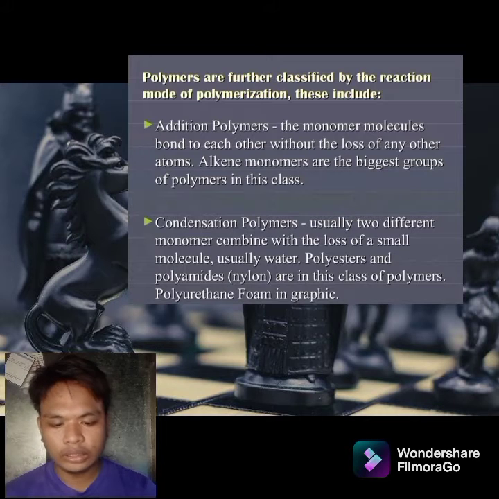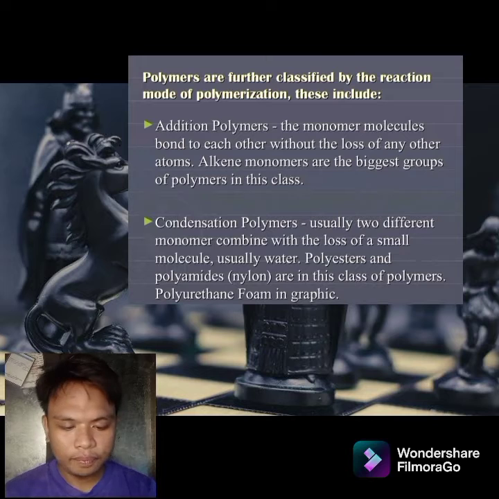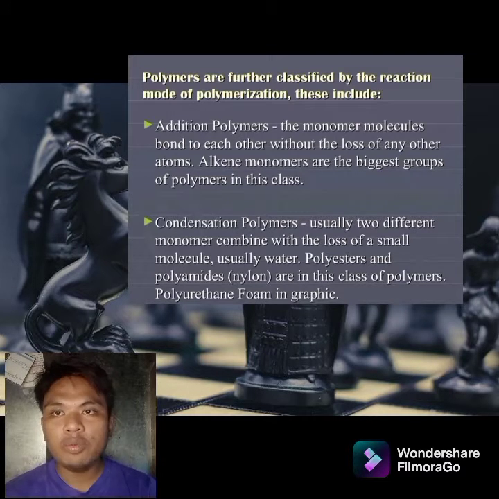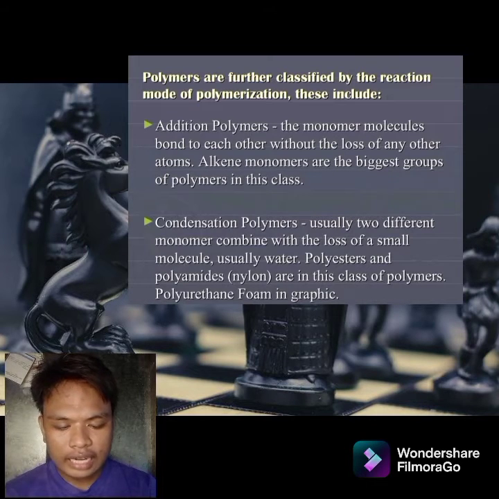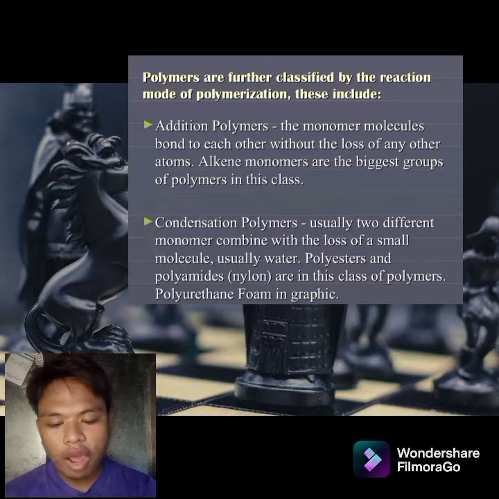condensation polymers. Usually, 2 different monomers combine with the loss of a small molecule, usually water. Polyesters and polyamides or nylon are in this class of polymers. Polyurethane foam and graphene.